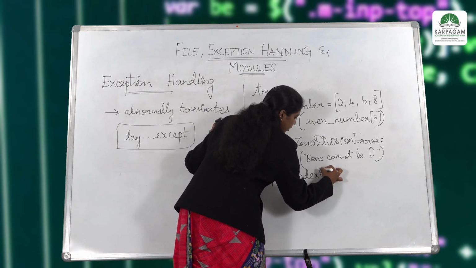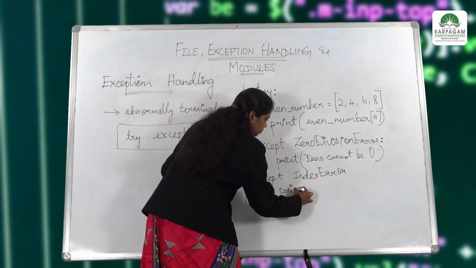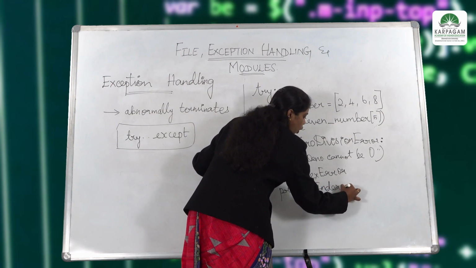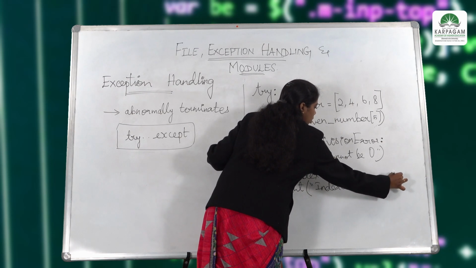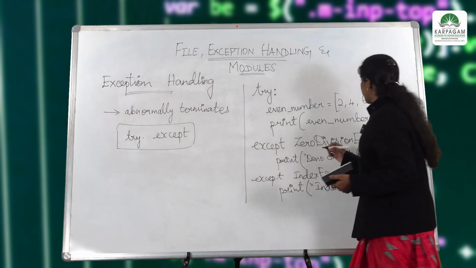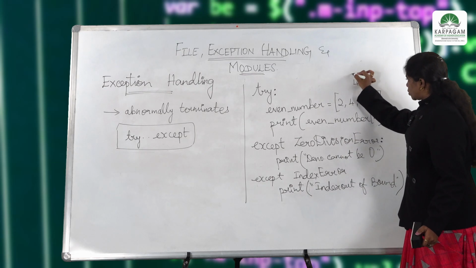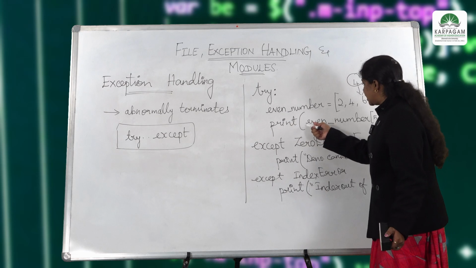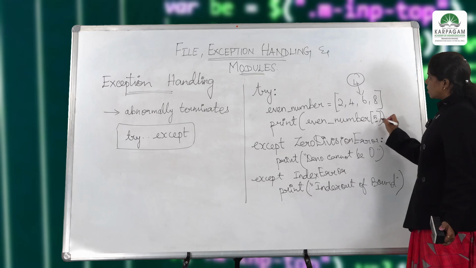IndexError. For this, I am printing "index out of bound". Can you guess the output for this example? Try it. I have 1, 2, 3, 4, four values in the list which the even number contains. But I am printing the even number of 5 values. I am giving 5 instead of 4.